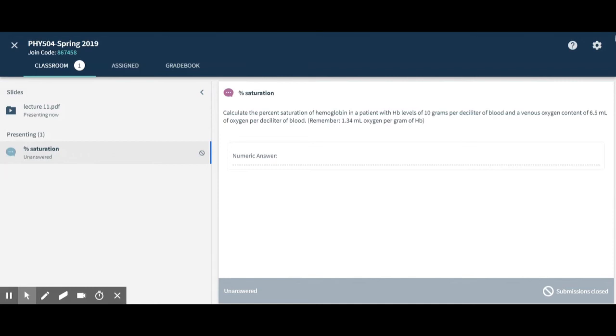This is their maximum oxygen carrying capacity. They can't carry more than that. They have a value of 6.5 in their venous oxygen content. So what is the percent saturation in that blood? It's just 6.5 divided by whatever their maximum oxygen content is. So the percent saturation here is a little bit less than 50%. You guys see how we got that? Okay.